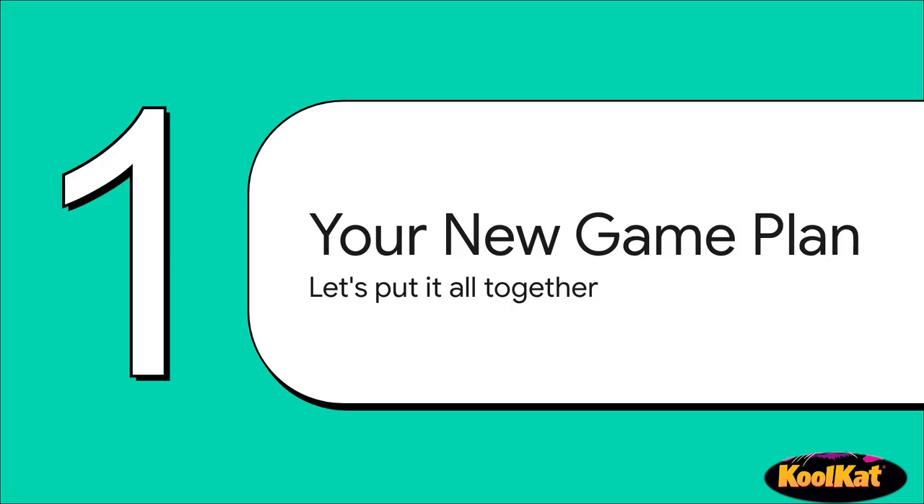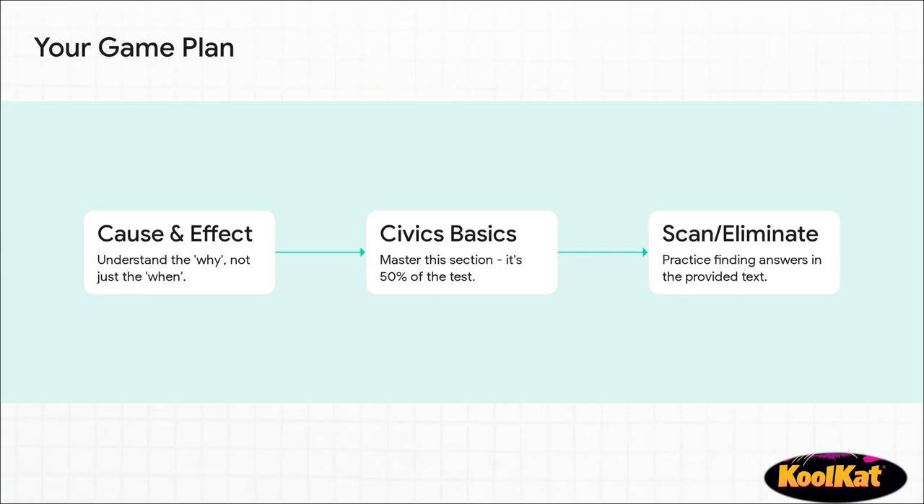Okay, so we've broken down the three biggest traps that could fail you. Now, let's pull it all together. Here's your new game plan. This is it, your three-step plan for crushing this test. Number 1, ditch the dates and focus on cause and effect, the story. Number 2, master the civics basics, because it's literally half the test. And number 3, get really good at that scan and eliminate strategy. That's your recipe for success.